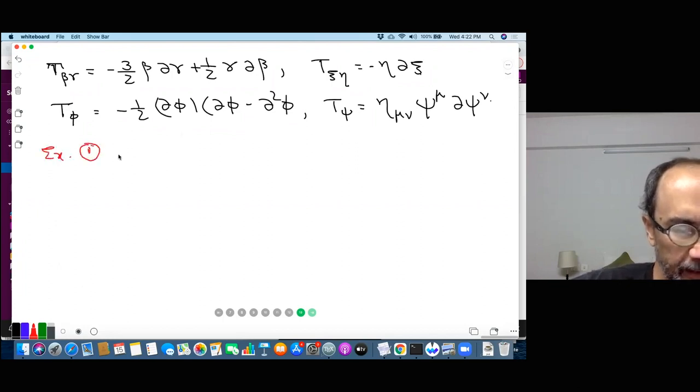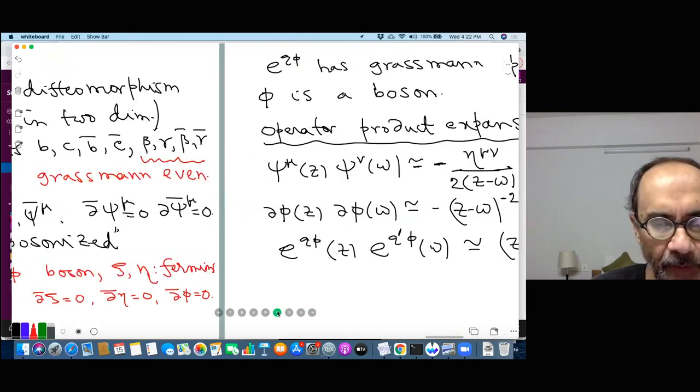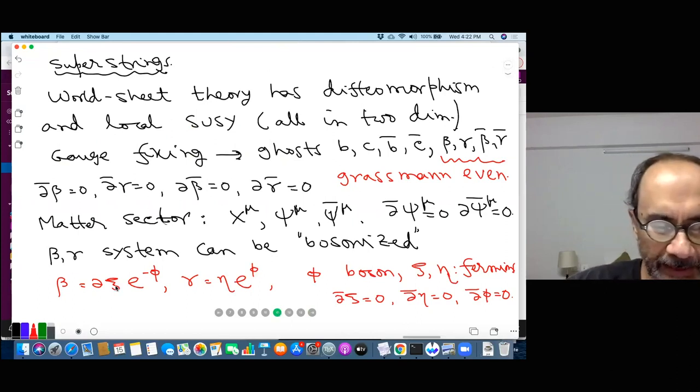So first, find the beta gamma OPE. Beta and gamma are given in terms of xi, eta, phi. You know what the OPEs of xi, eta, phi are. The only thing you have to make sure, and this is important, to take care of all the signs, is that when you take the OPE of beta and gamma and you take del xi with eta, you are moving this del xi past e to the minus phi, so you pick up a minus sign because this is Grassmann odd and this is Grassmann odd. So those minus signs have to be kept track of properly.